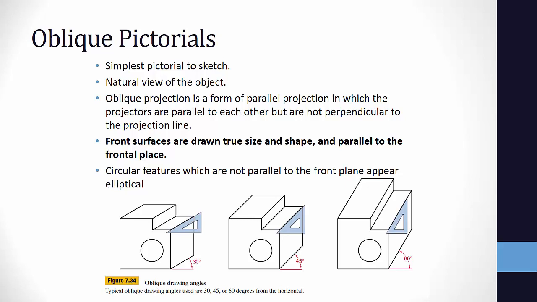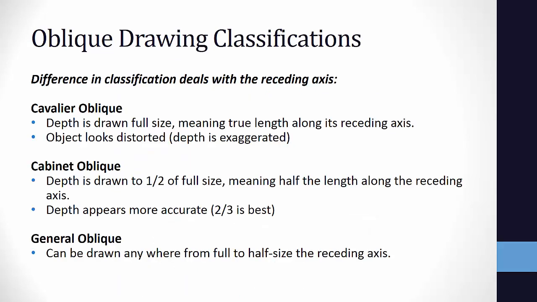Although the natural view of the object is shown, the projectors, which can be drawn at 30, 45, and 60-degree lines, generally add some distortion to the image. As stated before, the 45-degree projector is the most common and will be used in your assignment. Oblique drawings can be classified based on depth of these projectors. There are 3 classifications based on depth: cavalier, which is a full size of the object; cabinet, which is half the size of the object; and general, which can be drawn from full to half size of the receding axes.